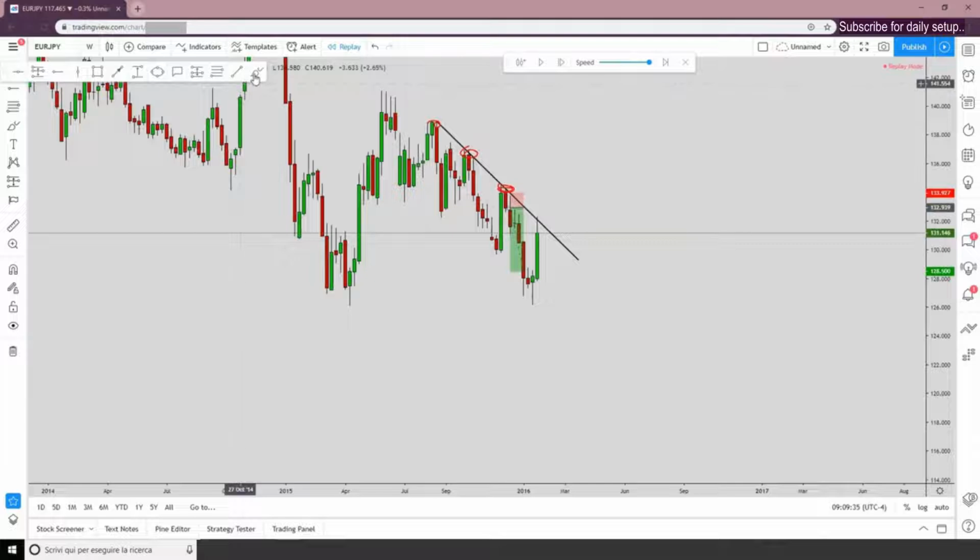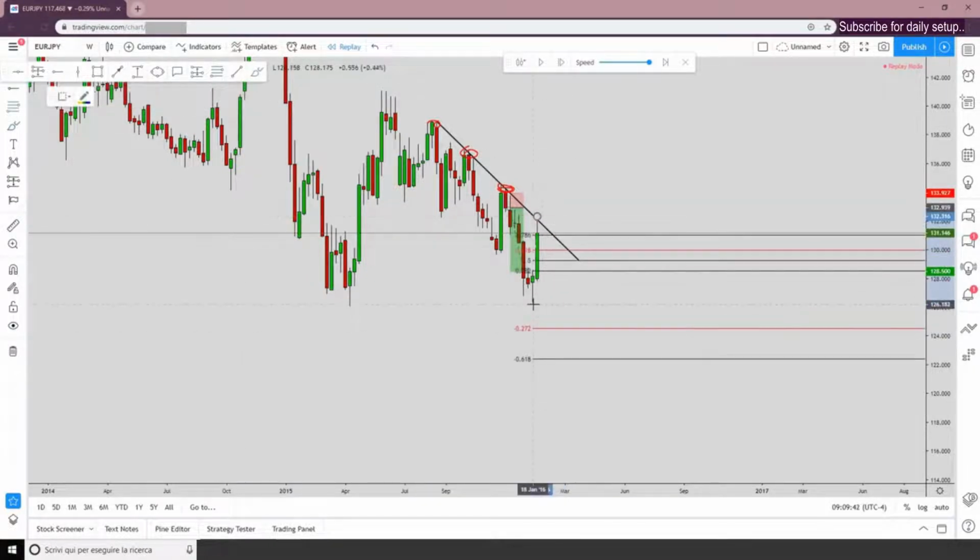Because what will be your target if now the market starts to push to the downside? You already know it. You will just take your Fibonacci from this high to this low, and you can do this also on the 4-hour time frame. It will be the exact same leg, and your take profit will be the first strong number above the minus 27, which in this case is 124.80.